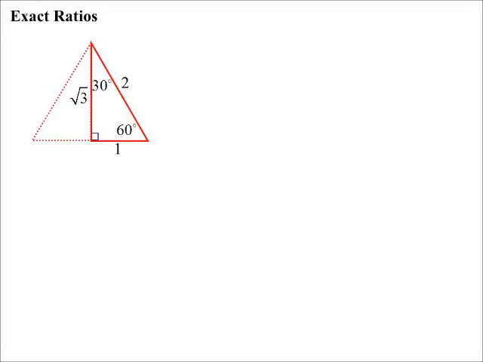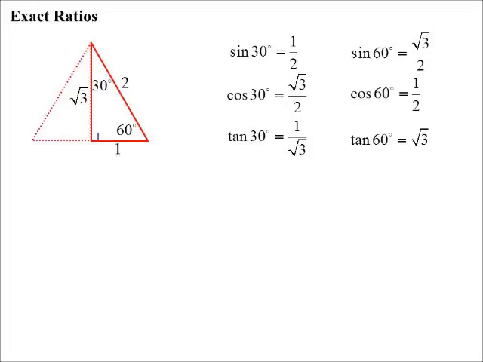Hence, one side is 1, one side is 2. And by good old Pythagoras, we get the square root of 3. And from that, we can read off our exact ratios. There we are. Sine 30 is a half, cos 30 root 3 on 2, tan 30 1 on root 3, and then the 60. But by the way, 60 and 30 add up to be 90.